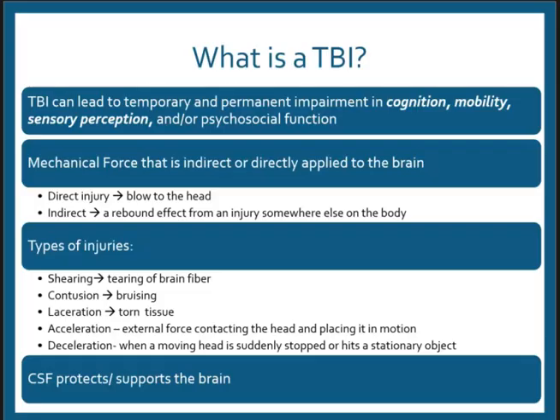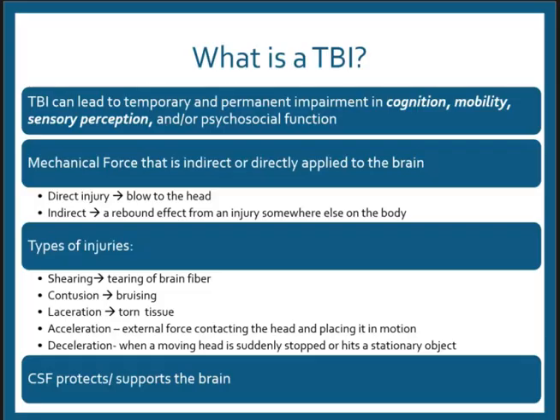Your head is going to probably hit the steering wheel, and then it's going to go backwards, and the back of your head is going to hit the back of your seat. That's two injuries. You're going to have a direct injury when your head hits, but then that indirect injury is where your brain flips backwards, or your head goes backwards really quick, and you get whiplash. That's an indirect or a rebound injury.